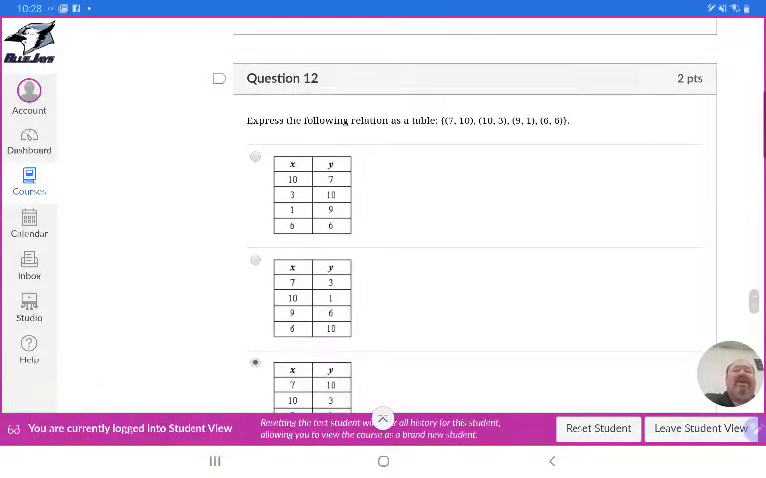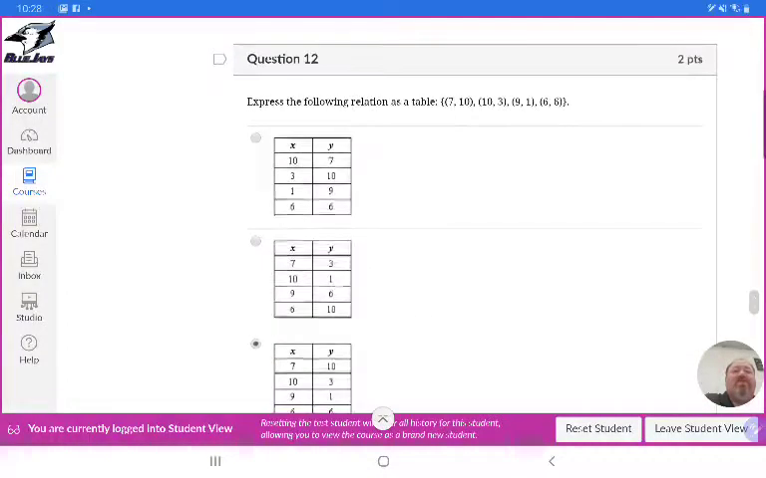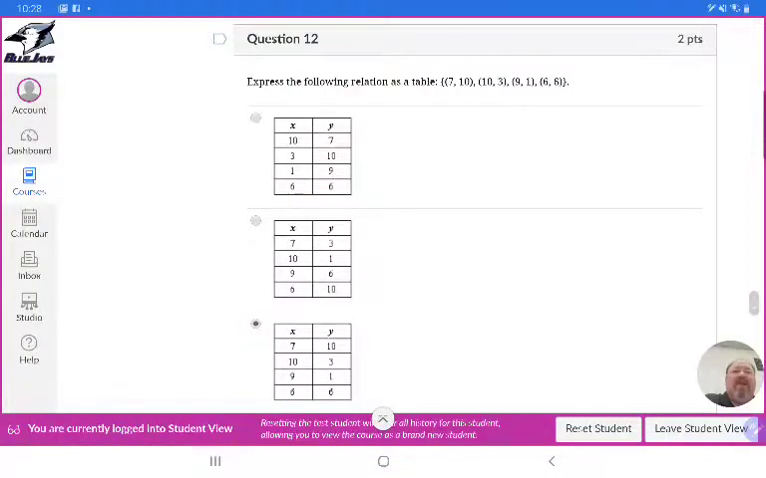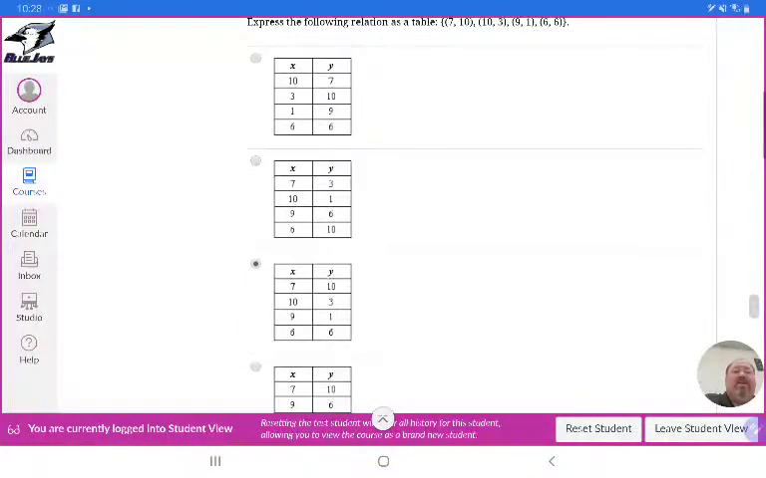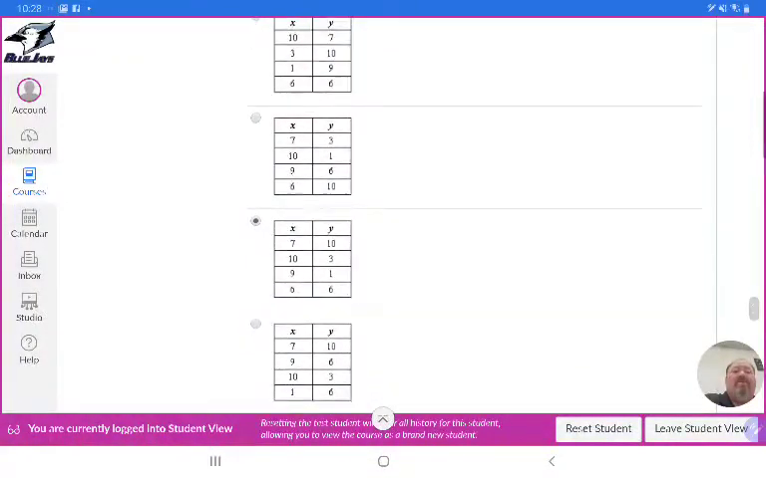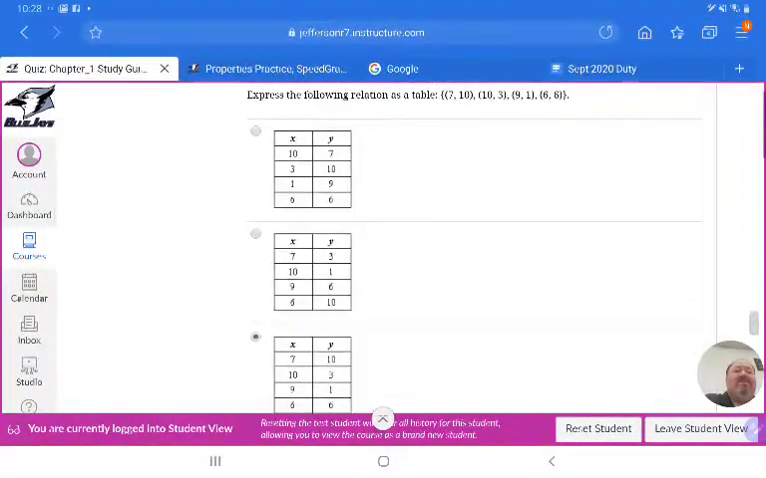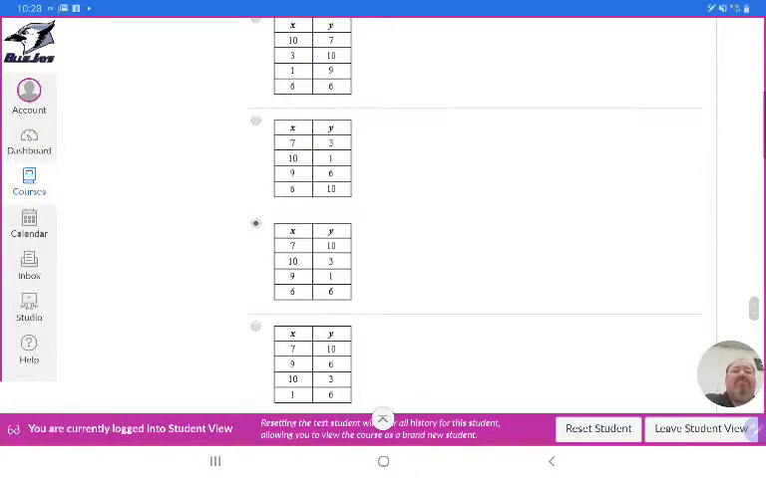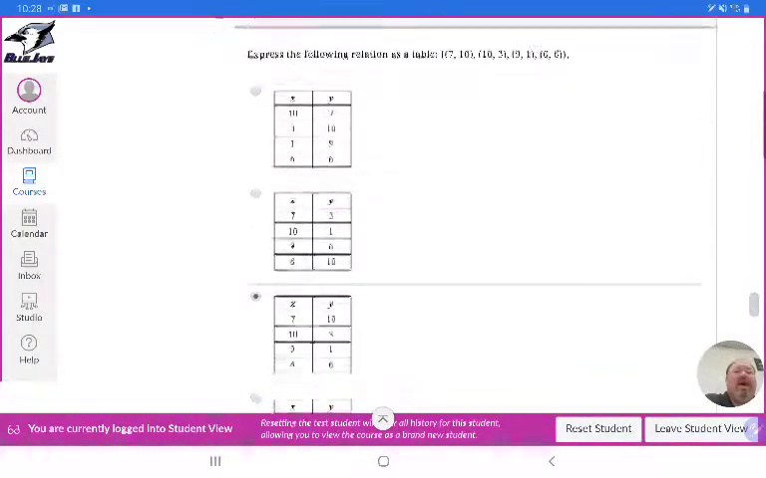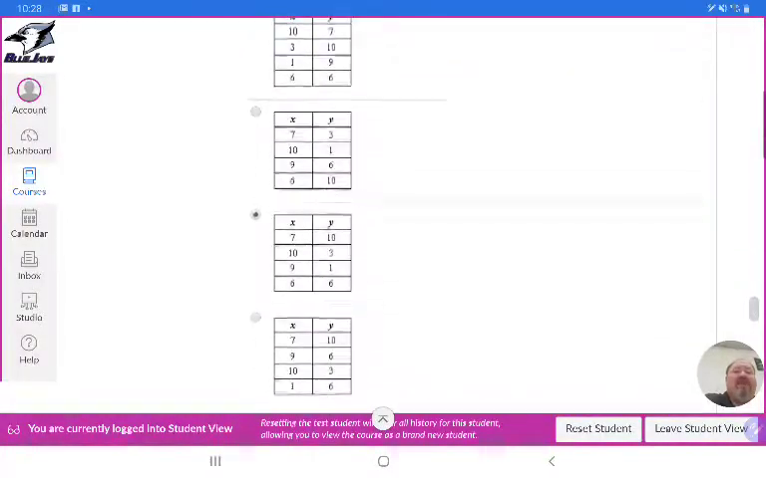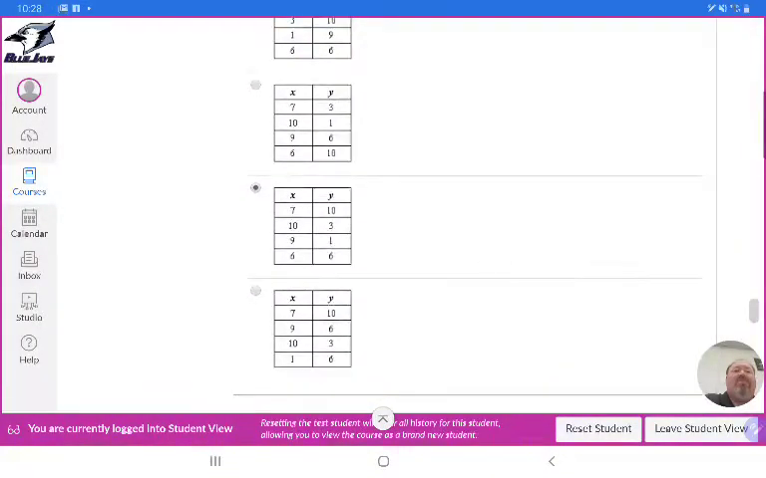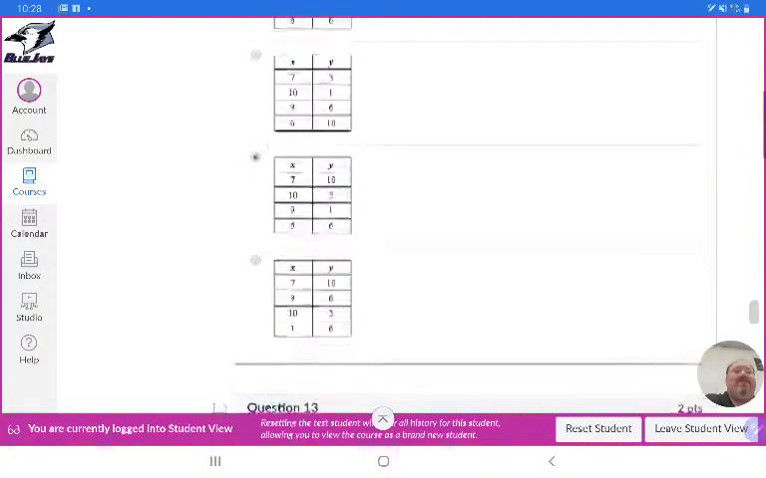Again, we can say 7, 10 and look and see if 7, 10 is on these. So on the first table, there is no X 7, Y 10 on the same line. Same thing with the second one. Now the third and the fourth one, they both have a 7, 10. So we go to the next set of ordered pairs, a 10, 3. They both have a 10, 3. So then we go to the next one, 9, 1. The third one has a 9, 1, but the fourth one does not have a 9, 1. So therefore, the third table has to be the correct answer. Okay?